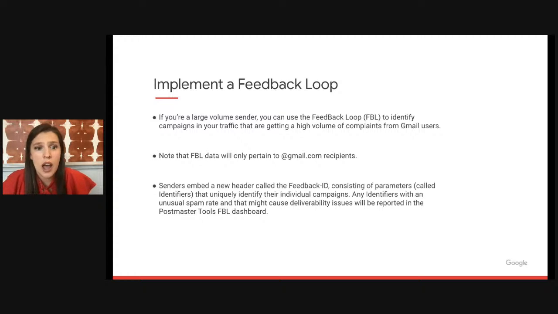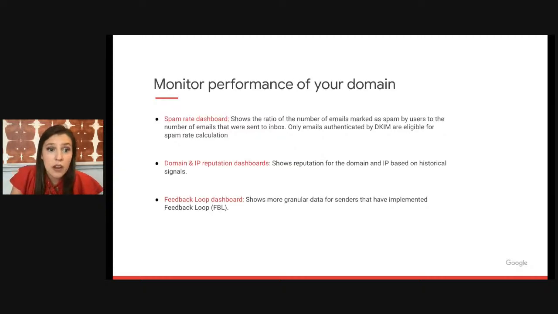Senders also can embed a new header called the feedback ID, consisting of parameters called identifiers that uniquely identify their individual campaigns. And any identifiers with unusual spam rates might cause deliverability issues, and you can see that in the Postmaster Tools dashboard. And then, of course, you can monitor the performance of your domain.